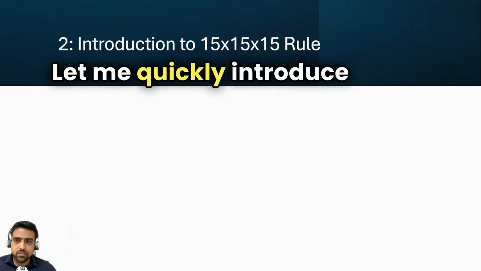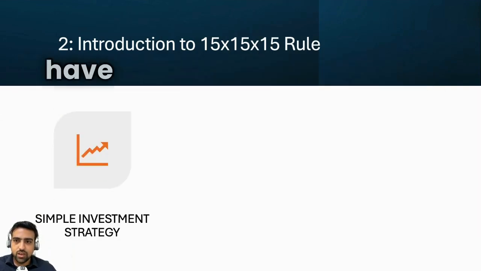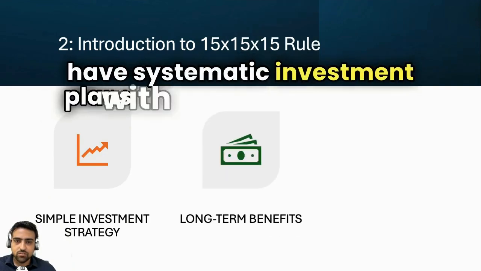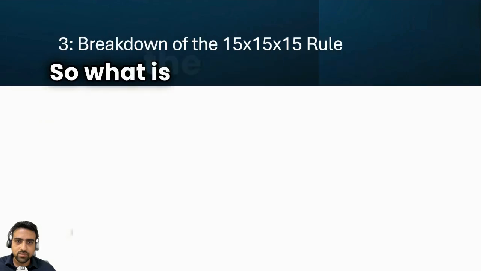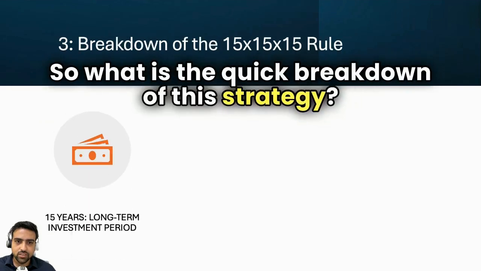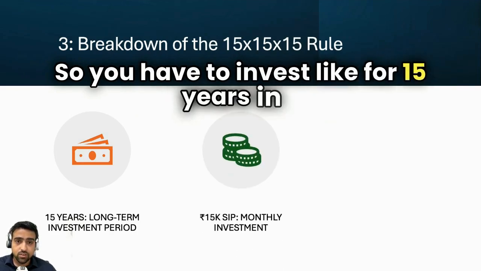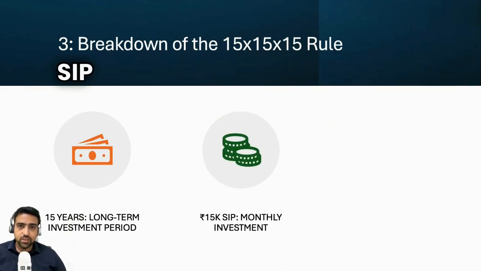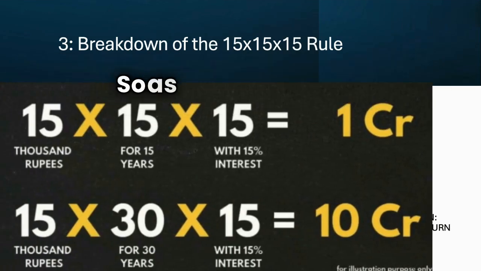Okay, let me quickly introduce you to this simple yet powerful investment strategy, which allows you to have systematic investment plans with long-term benefits through just SIP and compounding. So what is the quick breakdown of this strategy? You have to invest for 15 years in a 15k SIP, which can give you around 15% annualized returns. As simple as that.